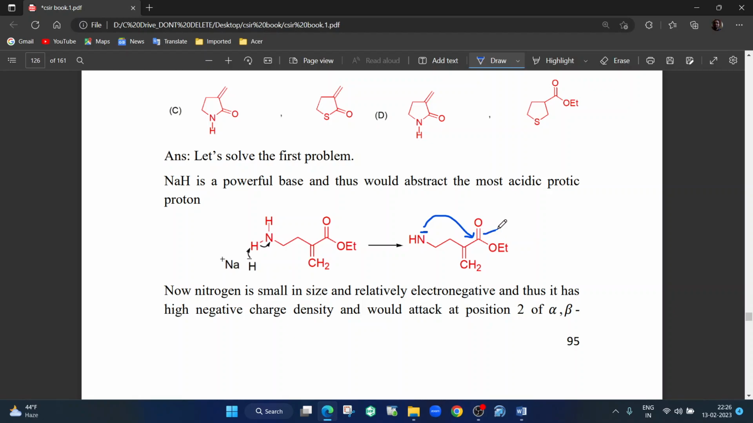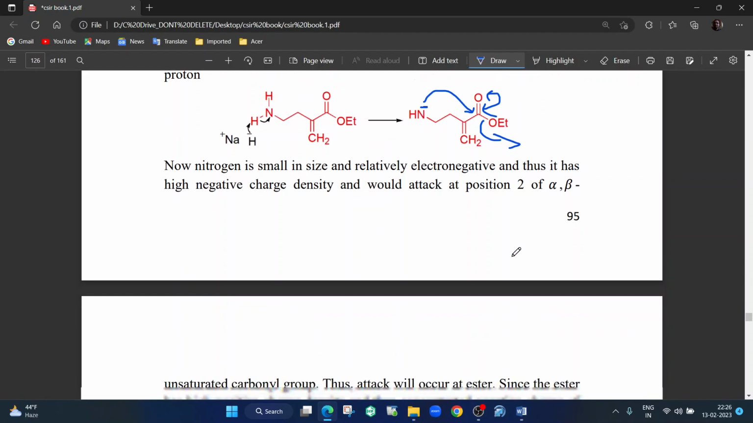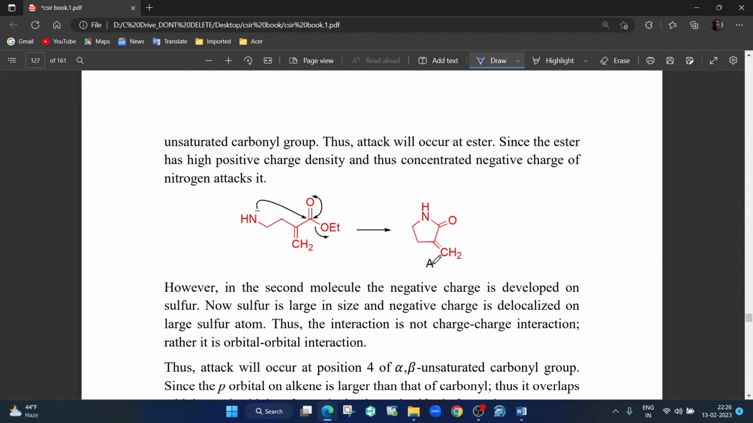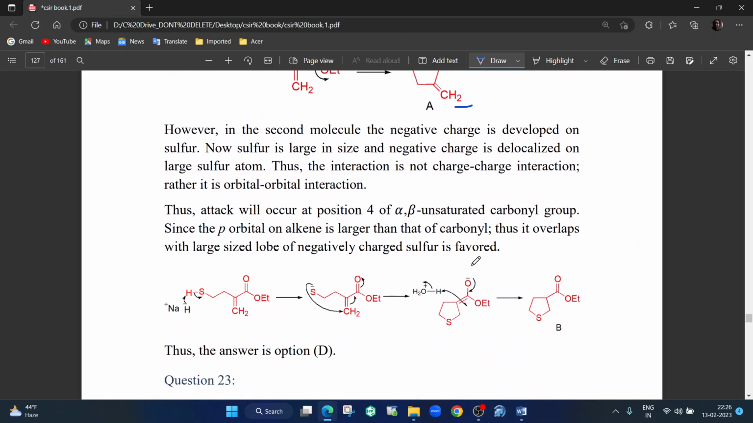Then the lone pair comes down, the electrons come down. So, it is a shortcut which you can show in 2 steps, or you can show in 1 step, and this OEt minus leaves, and therefore you get this product. So, this is A. Now, same thing when sulfur is there, sulfur is highly stabilized.